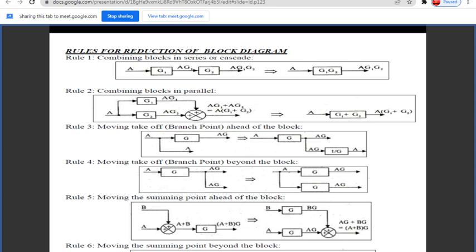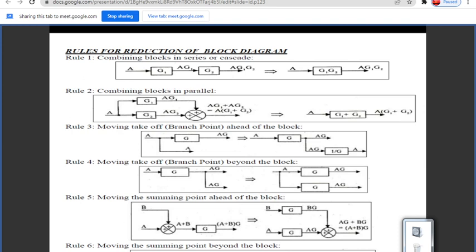Okay. Next topic. Next topic is rules for block diagram reduction. We are having 11 rules for block diagram reduction.